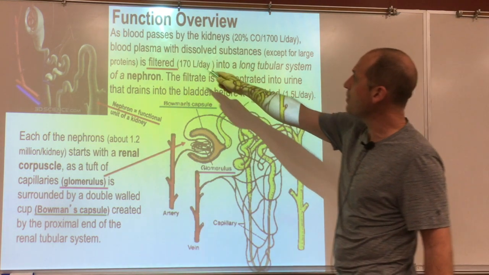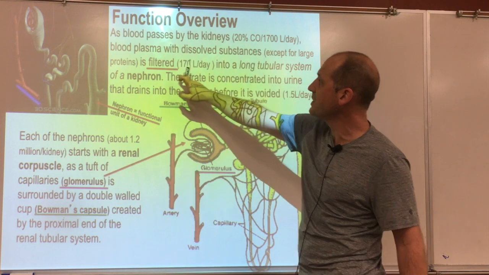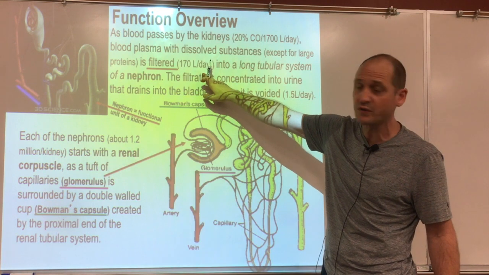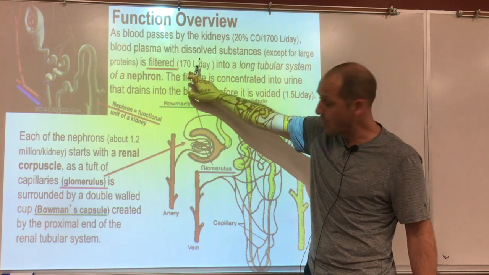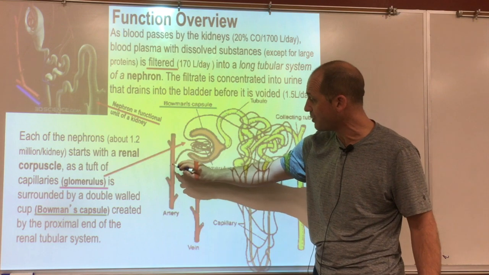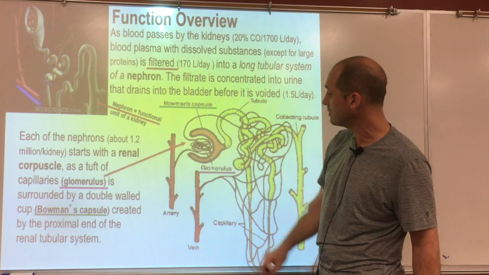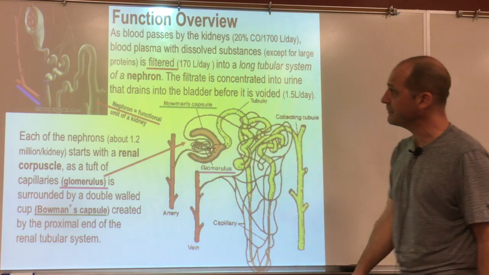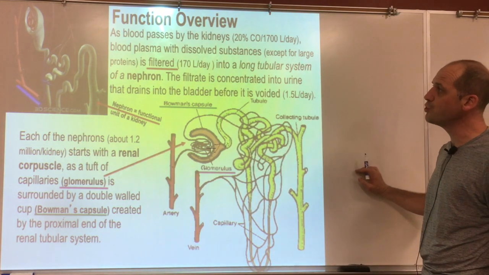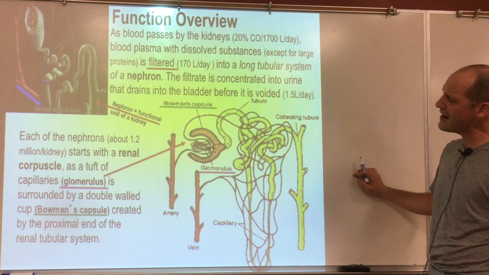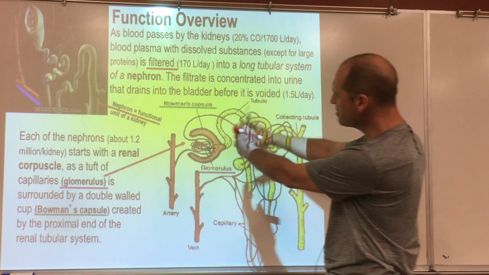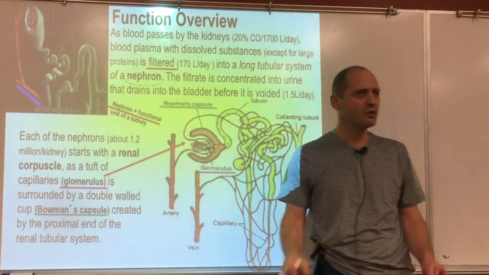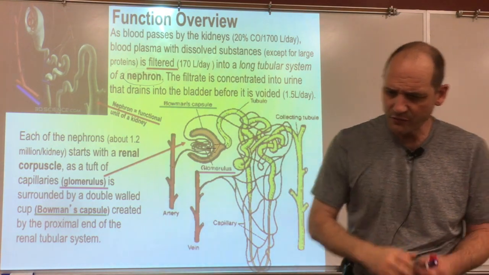So most blood plasma with dissolved substances is filtered. We do that about 170 quarts a day. It's a lot of filtrate. So then it's called filtrate. Once it's filtered out of the blood, it goes from the blood into this tubule system here. Long tubular system. And that whole system here is called the nephron. So the term nephron means it's a functional unit of the kidney.